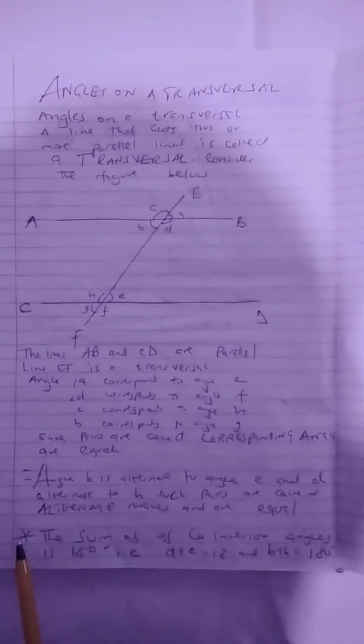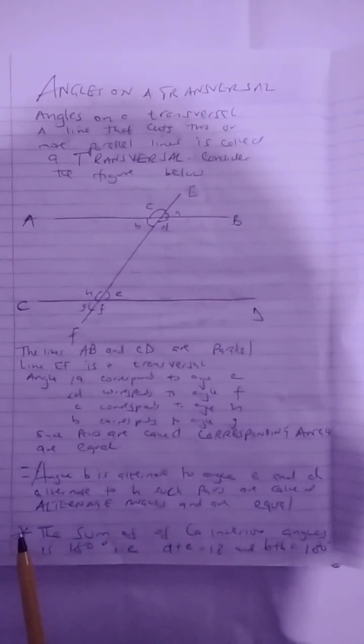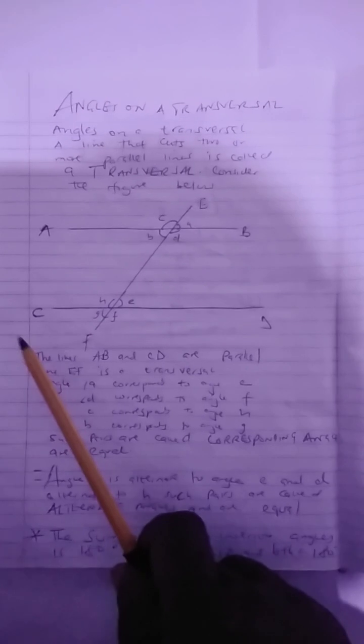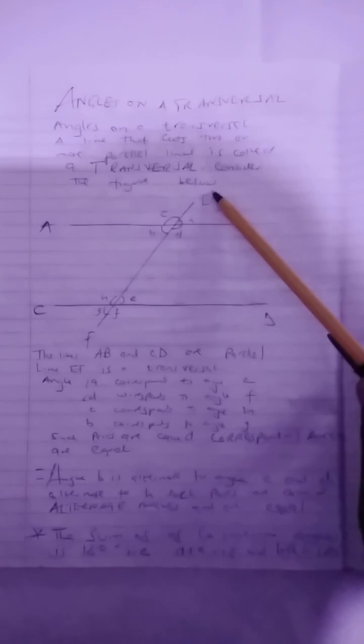Today we are going to learn about angles on a transversal. This is two parallel lines, that is line A and line B. Line AB and line CD are parallel, and then we have another line FE which cuts across the two parallel lines. Now we are going to learn new terms and new angles from these two parallel lines and the line which cuts across them.